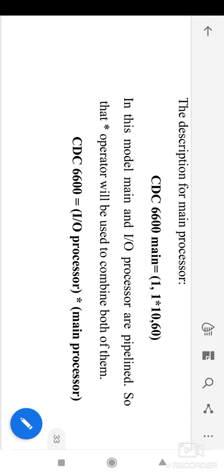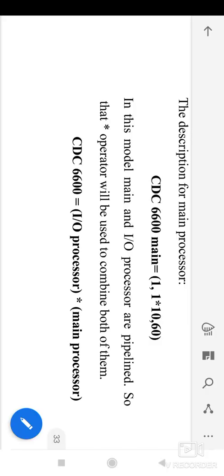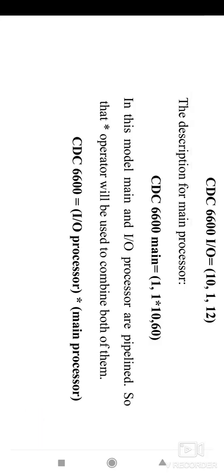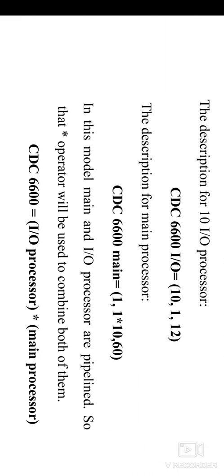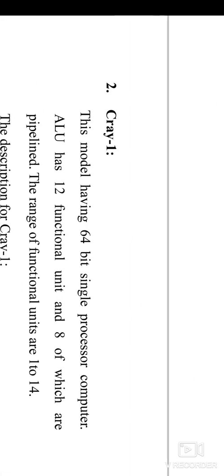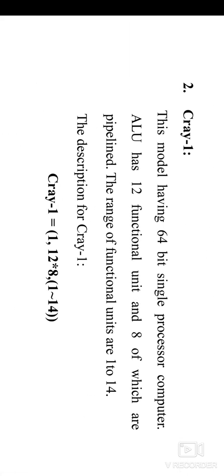In this model, the main processor and the IO processors are pipelined. So we can use the star operator, IO processor star main processor. The IO processor is 10, 1, 12, and the CDC main is 1 into 10, which can be taken as 10 also, 60.